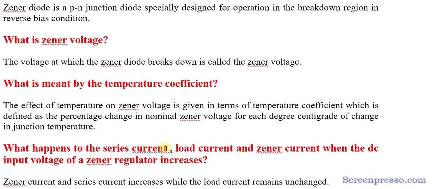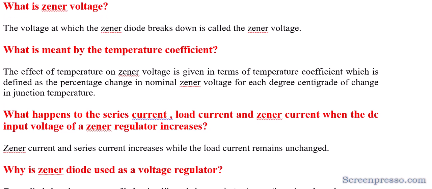Again, this is a very tricky question which is usually asked in interviews as well as in competitive examinations. What happens to the series current, load current and Zener current when the DC input voltage of a Zener regulator increases? The answer is that Zener current and series current increase while the load current remains unchanged. This was already discussed in the previous tutorial, but it is still an important point to remember. Why does it remain unchanged? Because the Zener diode acts as a voltage regulator.